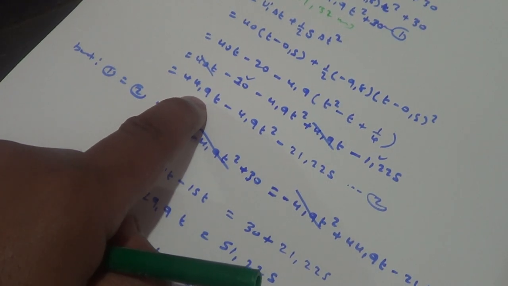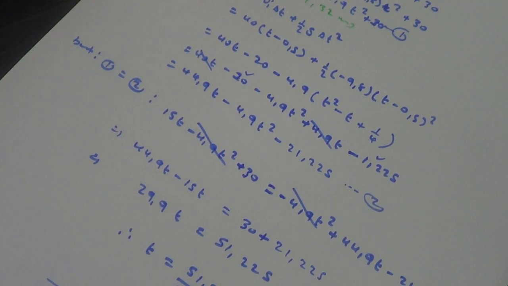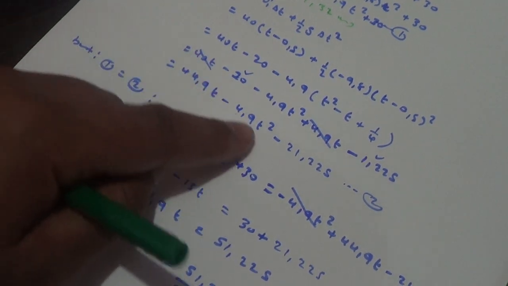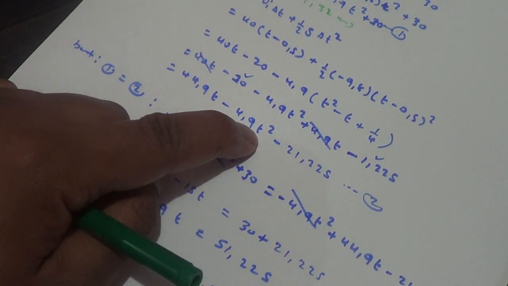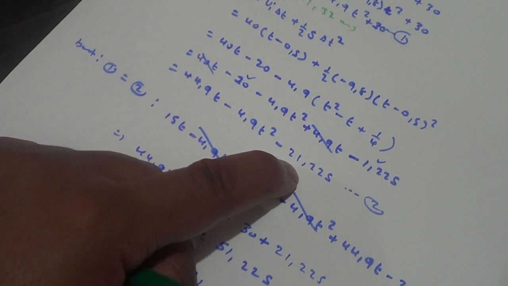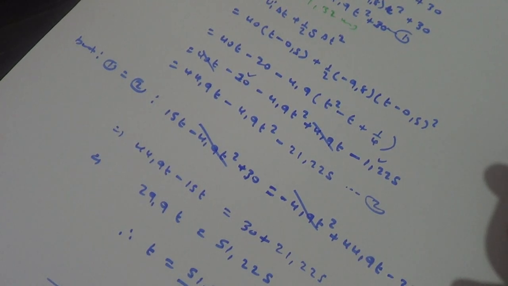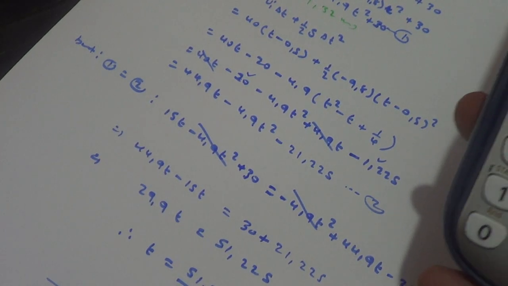So let's see here, 44.9 into 1.71 minus 4.9 into 1.71 squared minus 21.225. So let's see, we're getting pretty much the same.